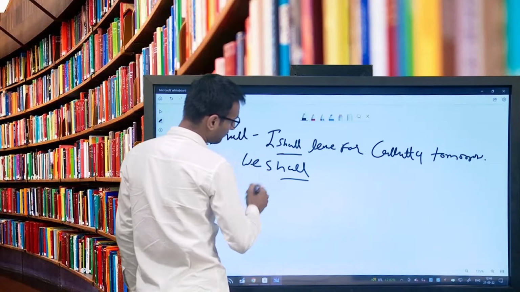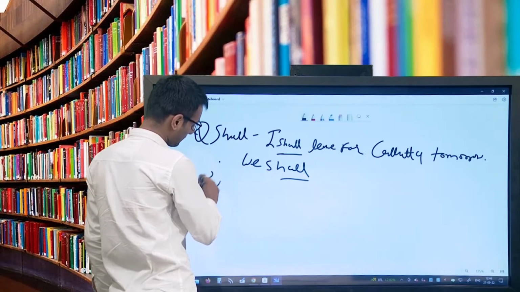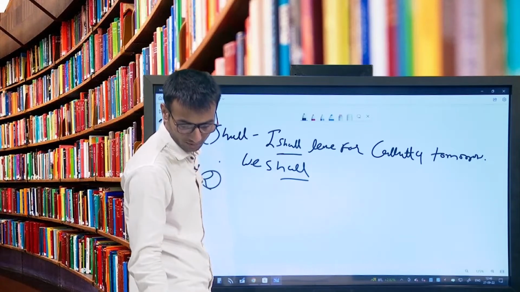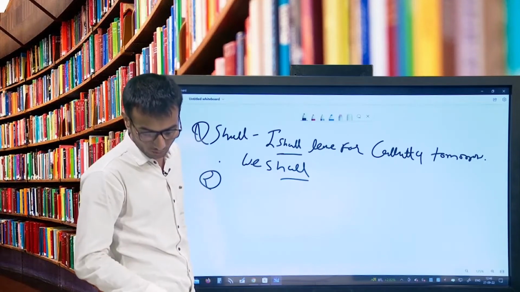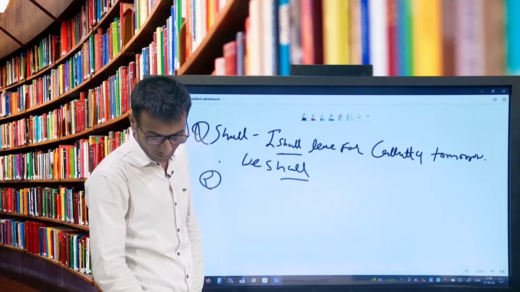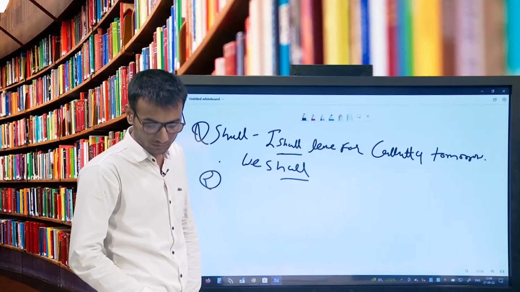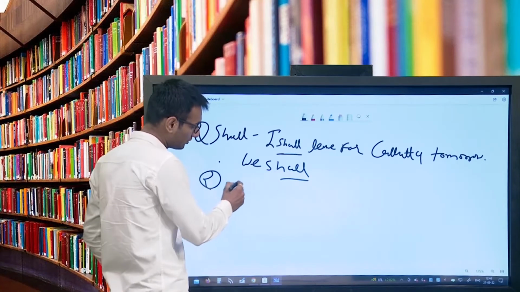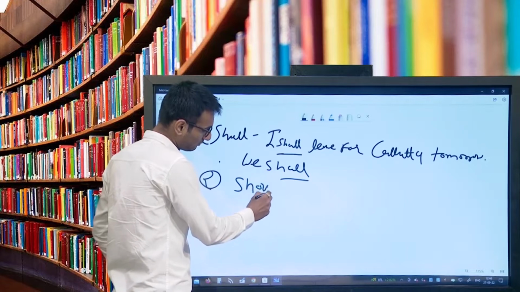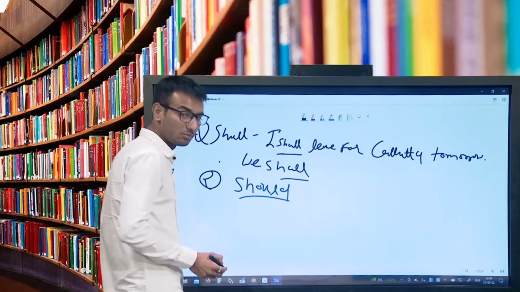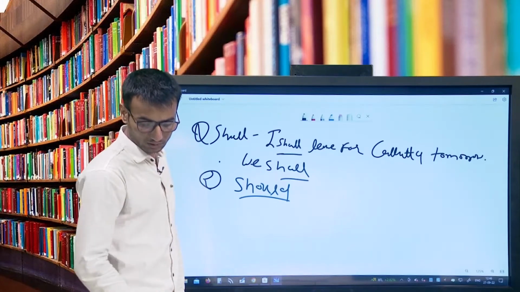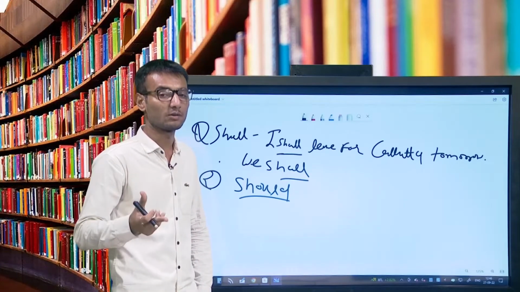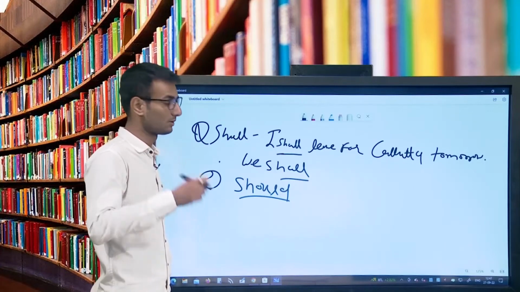I shall, we shall. But when we use this particular term in second person point of view, like in indirect speech, what happens? It turns into should, and it shows some command. Shall in the second and third person may express a command, meaning you are giving a command to somebody.